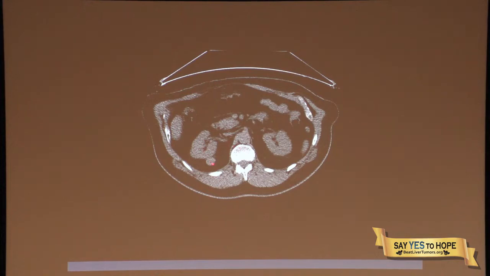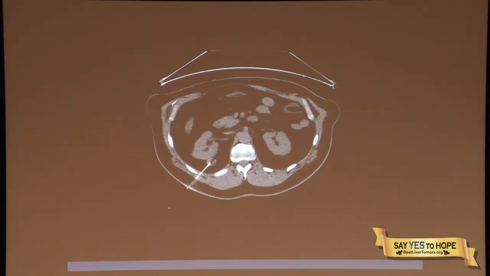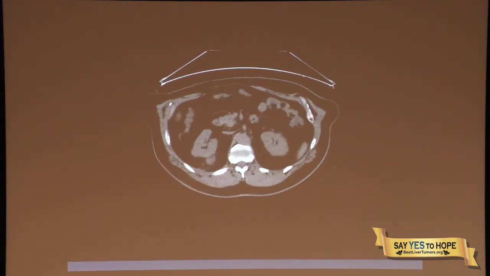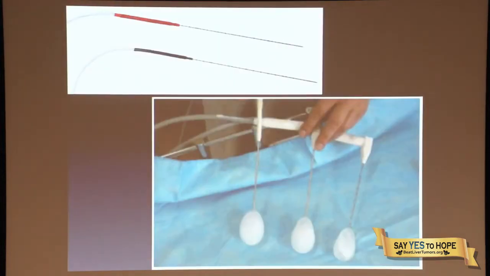Here's the spine, and here's a tumor right here. And we do this quite often here, and actually the success rate is very high. Here's a needle. Here's 2, here's 3 going in, and there's a big ice ball around it, and now actually the tumor's dead. So these patients do quite well.